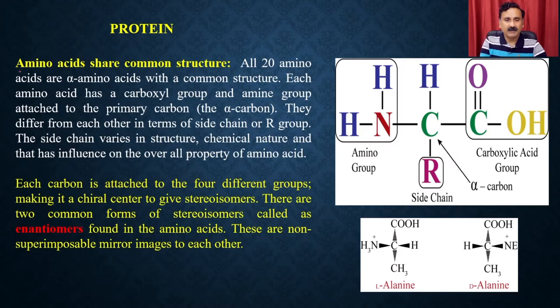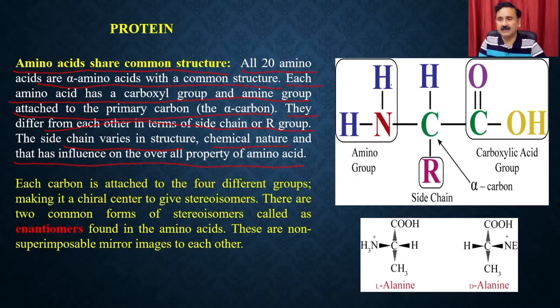So what is the structure of the amino acids? Amino acids share common structures. All the 20 amino acids are alpha amino acids with a common structure. Each amino acid has a carboxyl group and an amine group attached to the primary carbon, which is called the alpha carbon. They differ from each other in terms of the side chain or the R group. The side chain varies in structure and chemical nature, and that influences the overall property of that particular amino acid.